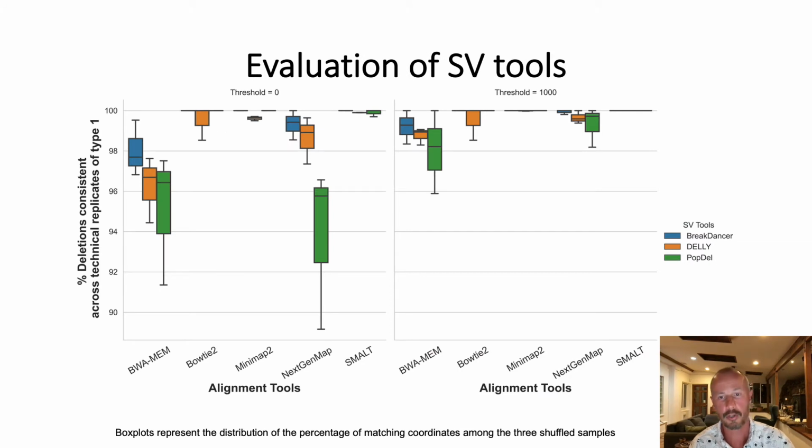So we also looked at the structural variant tools. We took the output of the read alignment tools and provided them to three structural variant detection tools, meaning BreakDancer, DELLY, and Pindel. What you can see is that there is quite a big variability, first of all in terms of how read alignment affects the structural variant results, but also in terms of how the results are impacted by the technical replicates type 1.